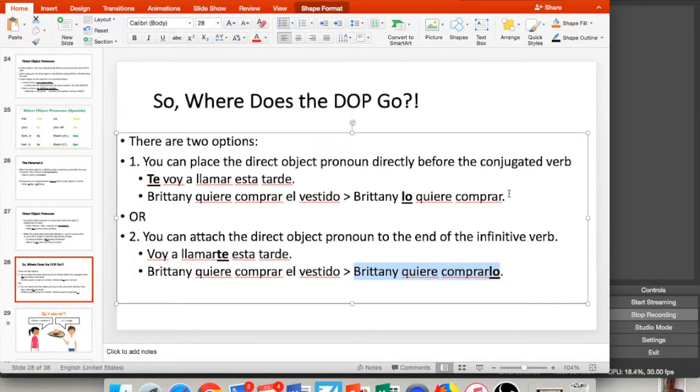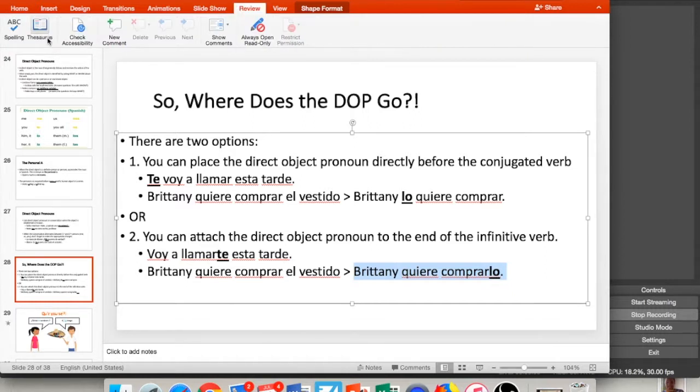Either way, I find that generally, as I'm doing these, I tend to put it in front of the conjugated verb. There are cases when it can be attached to the end as well. Both are totally correct, so don't stress about that. Whichever way is easier for you, go for it. Brittany lo quiere comprar or Brittany quiere comprarlo both mean that she wants to buy it. So either way.